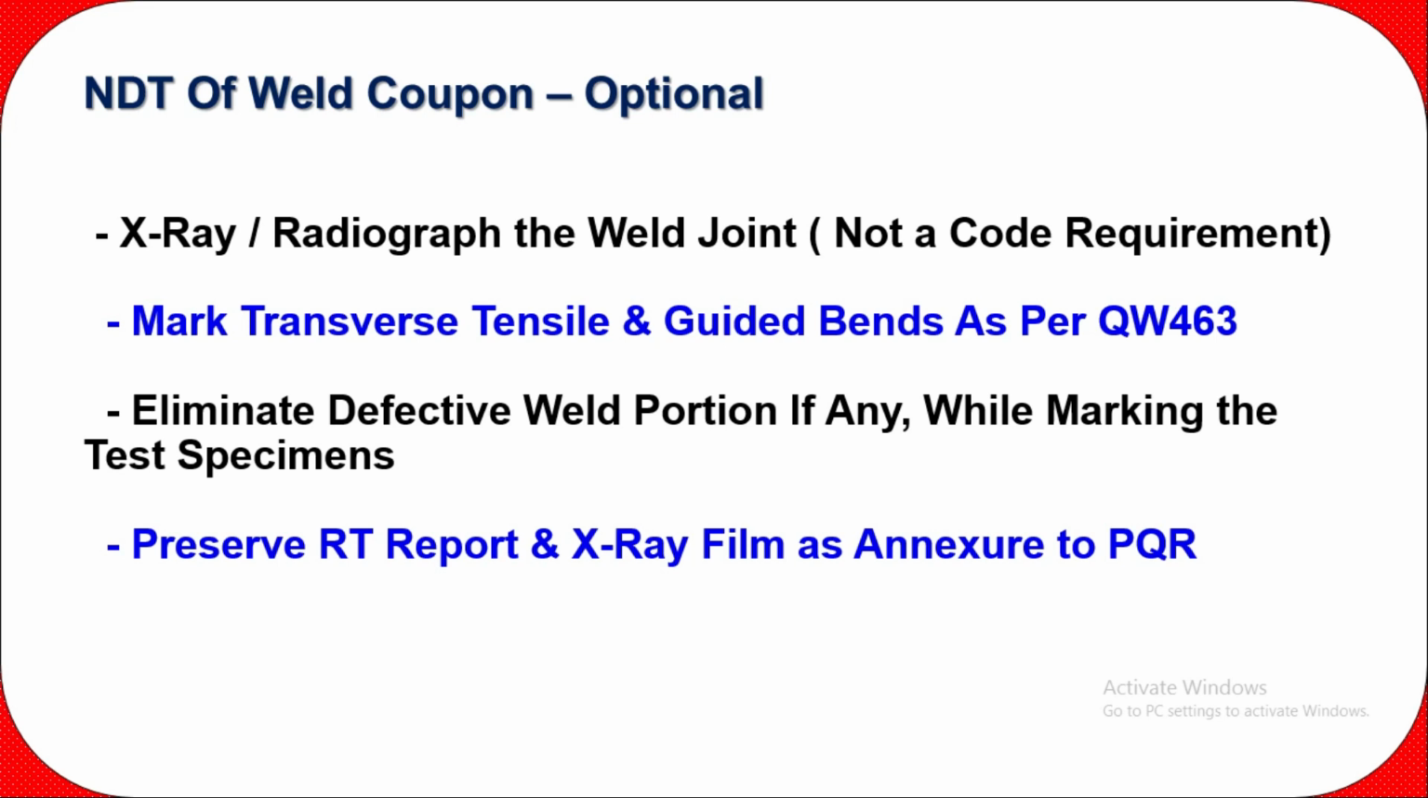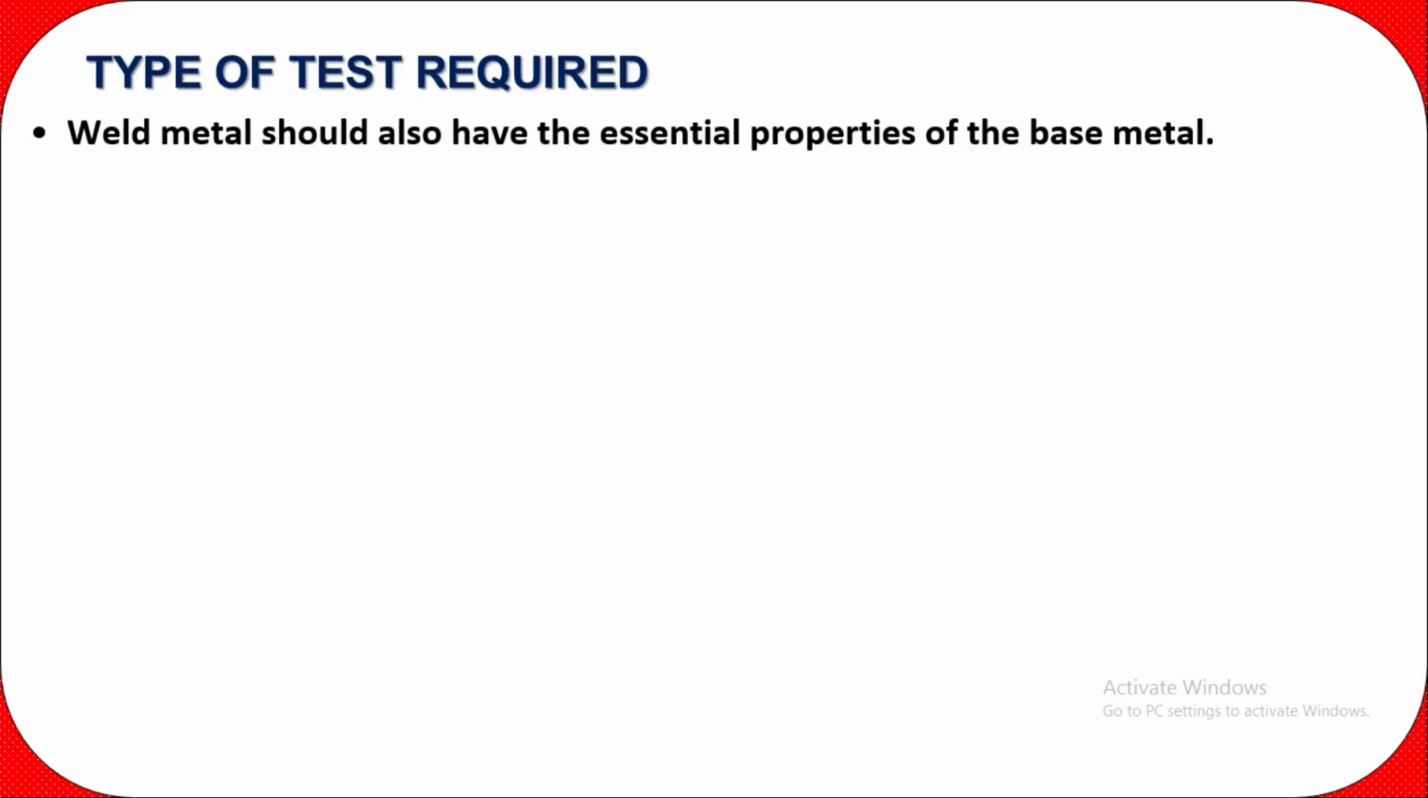Preserve the RT report and X-ray film as an annexure to the PQR. So you have to preserve the RT report and X-ray report in the annexure of the PQR, which means you have to attach them in the PQR. Type of test required: what are the types of tests required? Weld metal should also have the essential properties of the base metal. So there should be matching properties between the weld metal and the base metal.